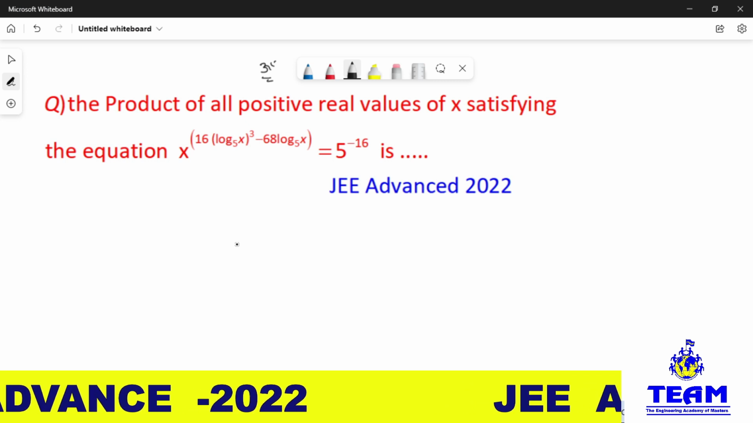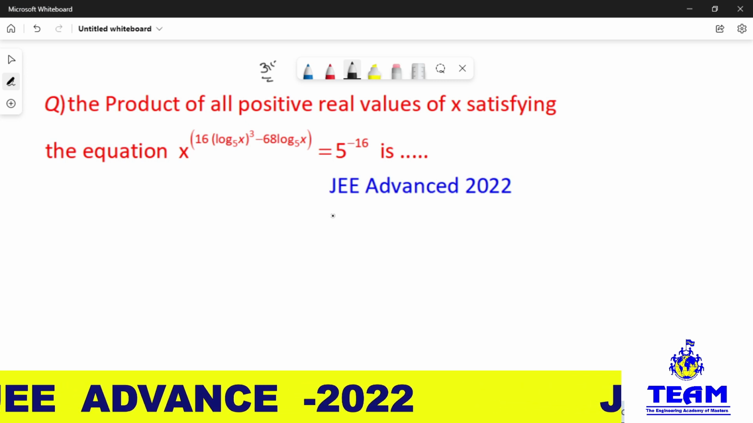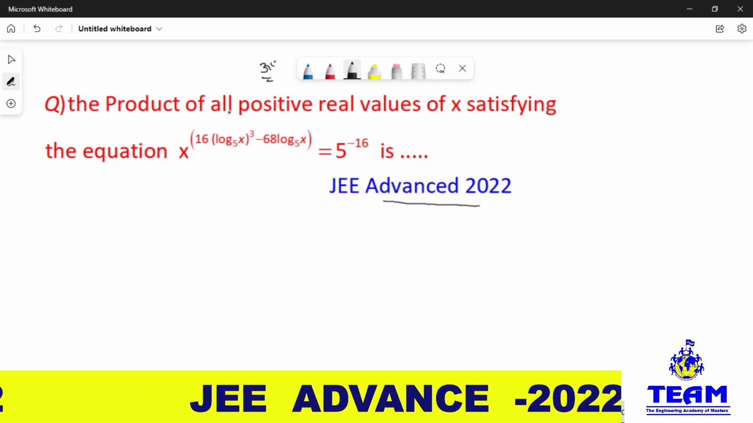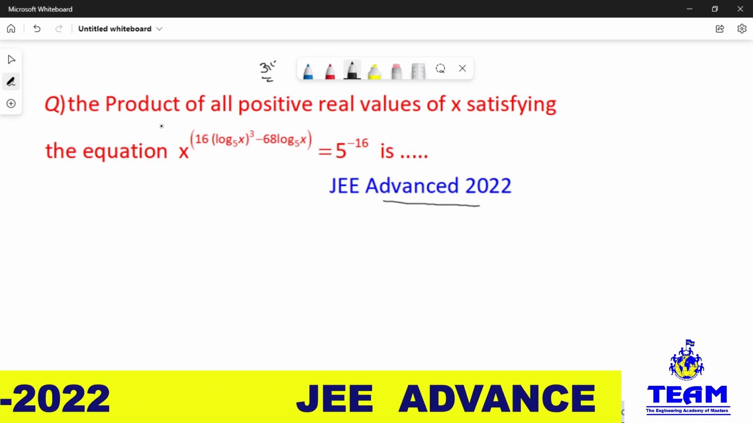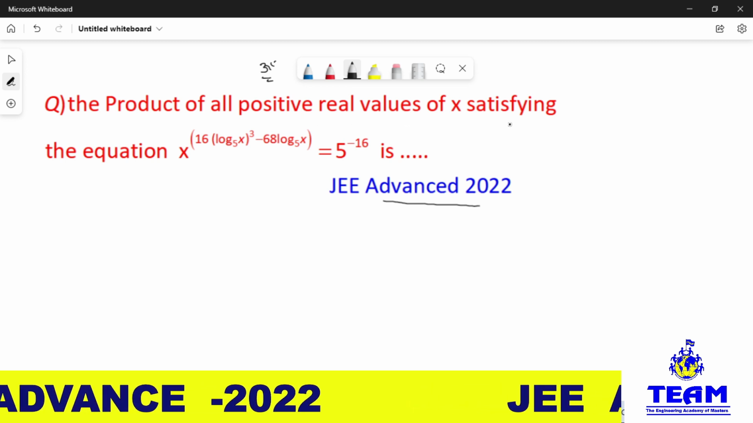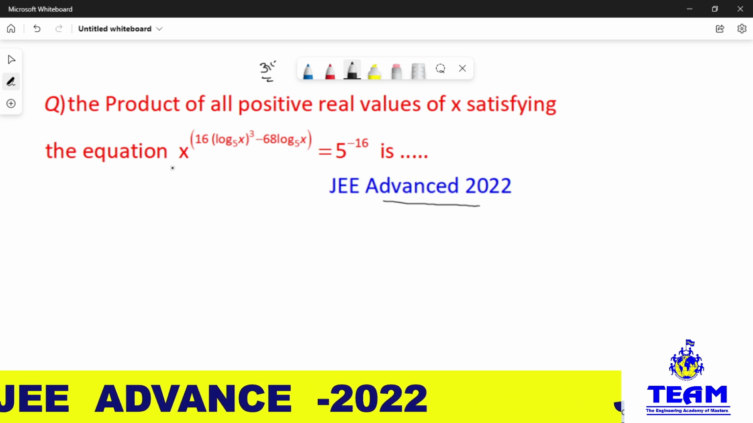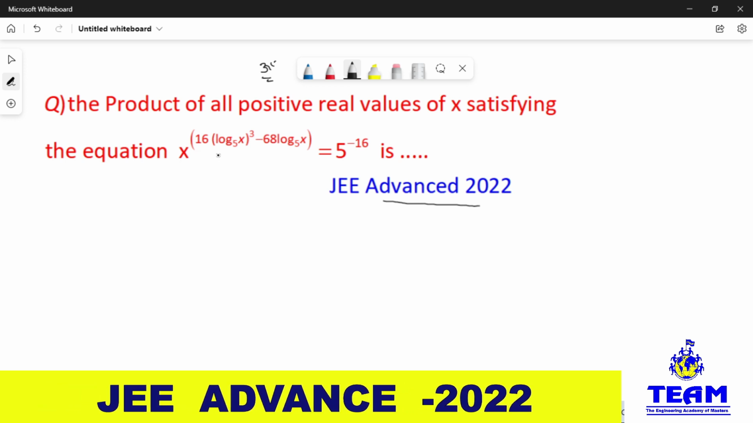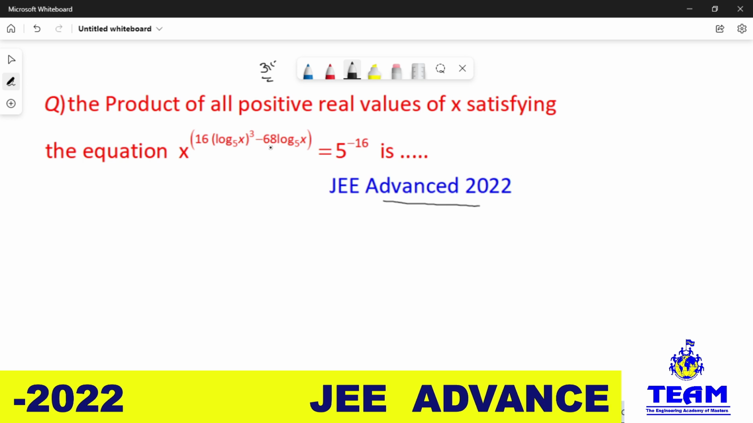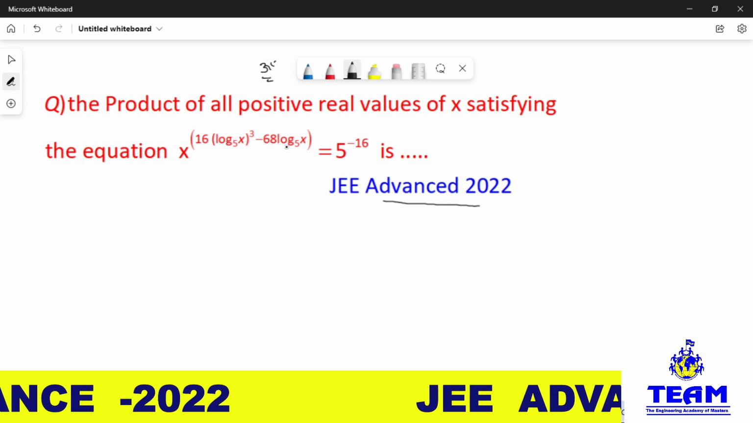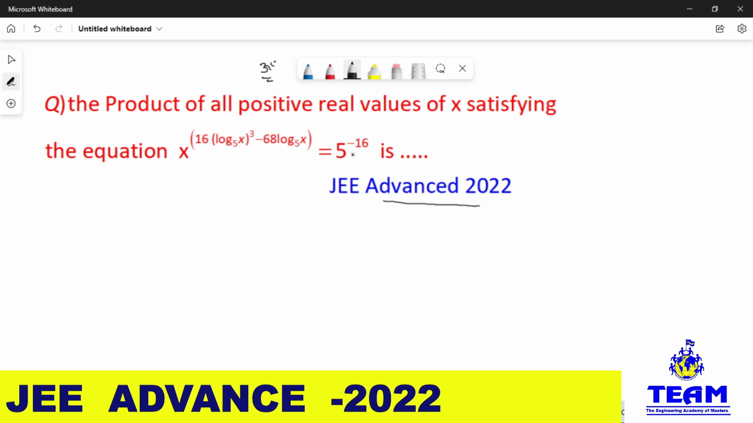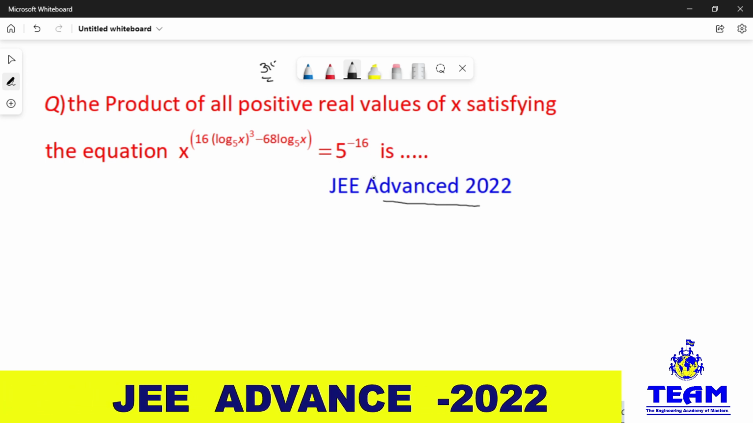Hi friends, in this video we are solving a problem from JEE Advanced 2022. The given problem is: the product of all positive real values of x satisfying the equation x to the power of 16 times (log x base 5) whole cube minus 68 times log x base 5 is equal to 5 to the power of minus 16.